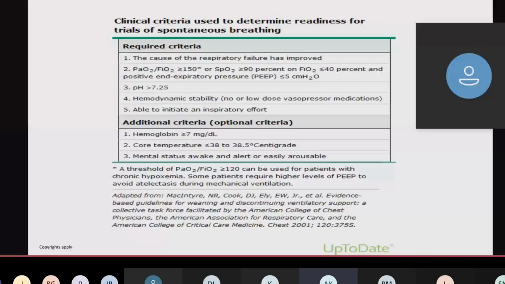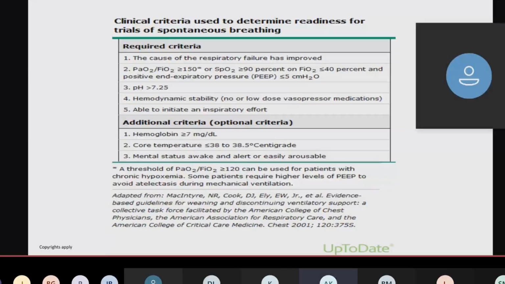Okay, that is your primary criteria. Next is your PaO2 to FiO2 ratio. Ideally it should be more than 150, and the patient should maintain a saturation of more than 90. I would recommend more than 94 with an acceptable FiO2, at least a minimum of 40%, and he should not be having a higher PEEP. The desired PEEP will be around 5.